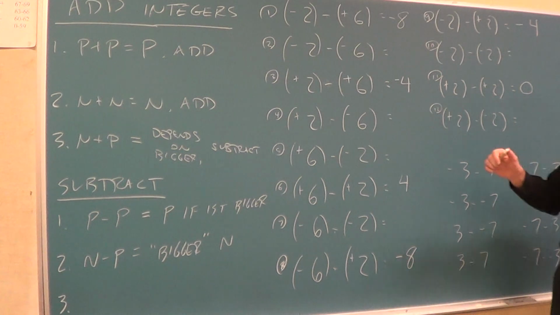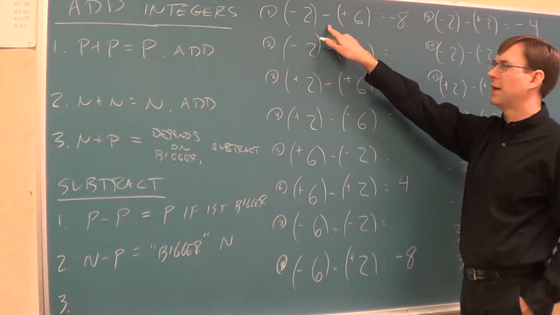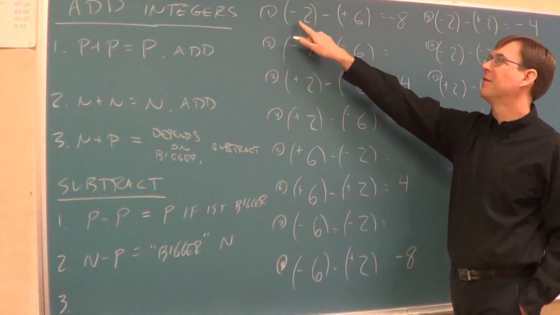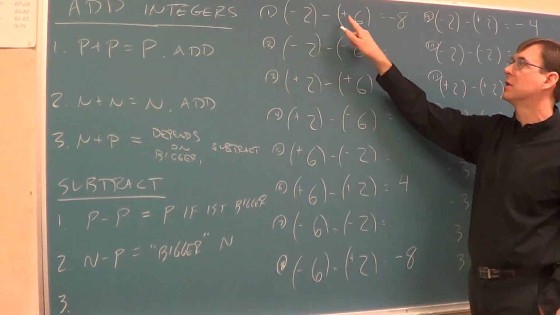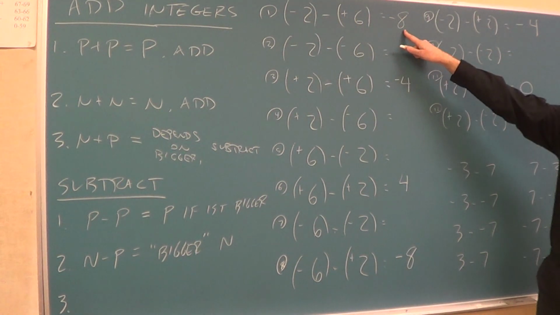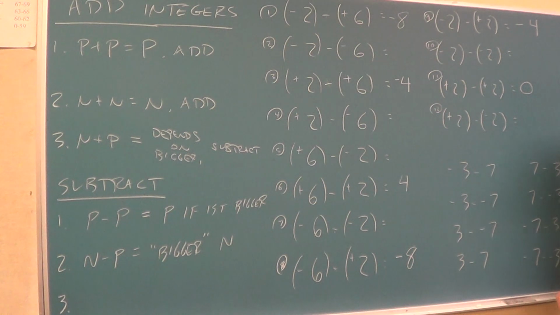The other one was the one I already did. I was like, I know there's one more. That's because we did it. For number one, we had a negative minus a positive. We already did that and went deeper into the hole to land in negative 8.